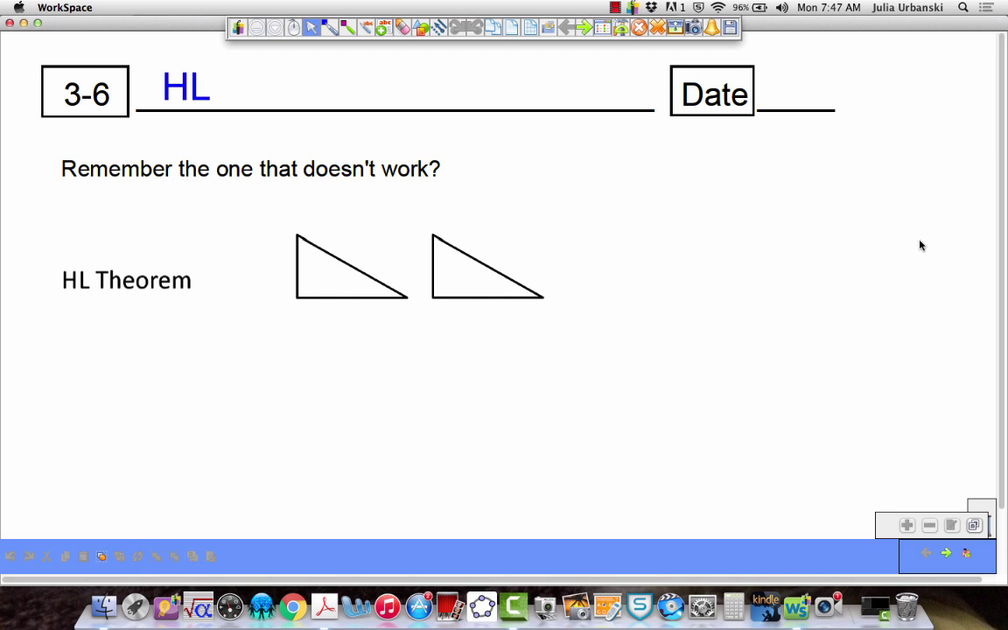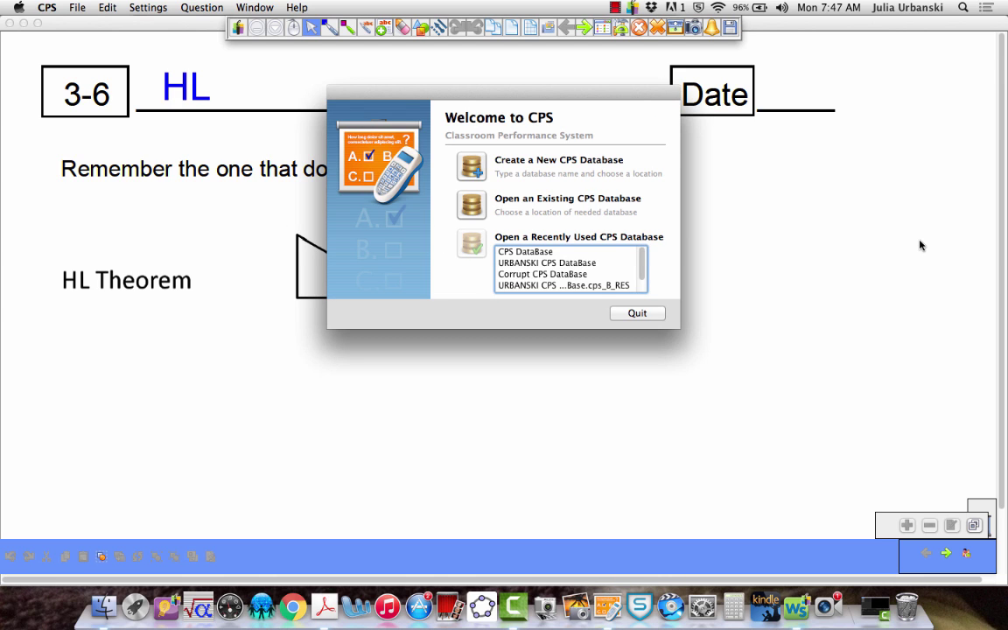3-6 is HL. Think about that. What do you think the H stands for? Hypotenuse. Hypotenuse, good. And what is the only time that you have a hypotenuse? That's what makes these special. Right angle. Right triangle. It's the side that's across from the right angle. That's right. Whoops. Sorry about that.